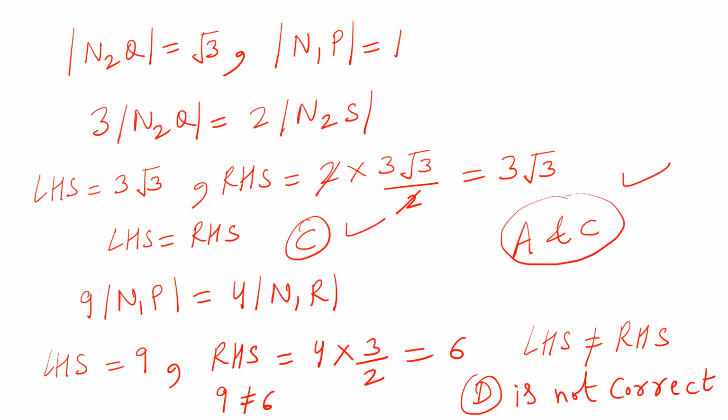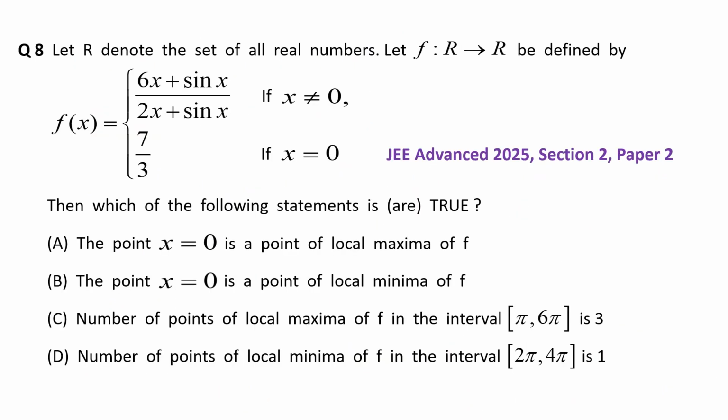Now students, we move towards the next question. Now students, this is the next question. This question is based on the topic of application of derivatives. It says, let R denote the set of all real numbers. Let f: R to R be defined by f of x equal to (6x plus sin x) whole divided upon (2x plus sin x) if x not equal to 0, and f of x equal to 7 upon 3 if x equal to 0. Then which of the following statements is true?